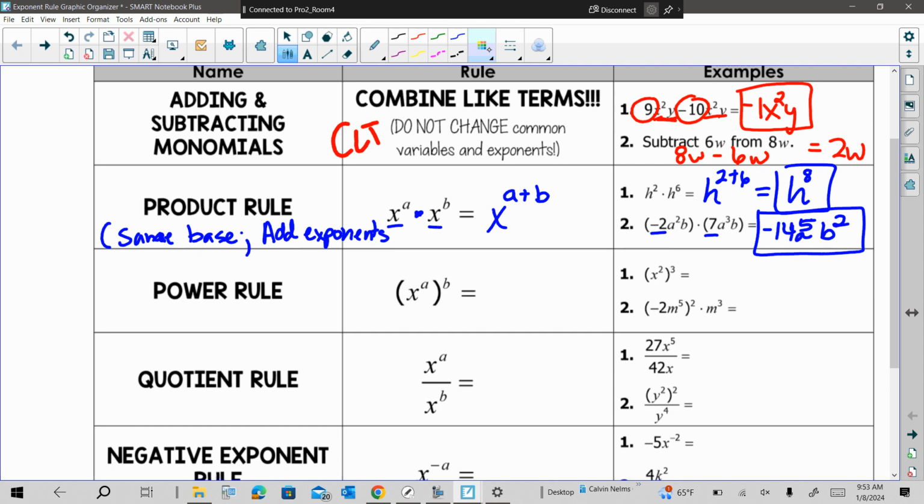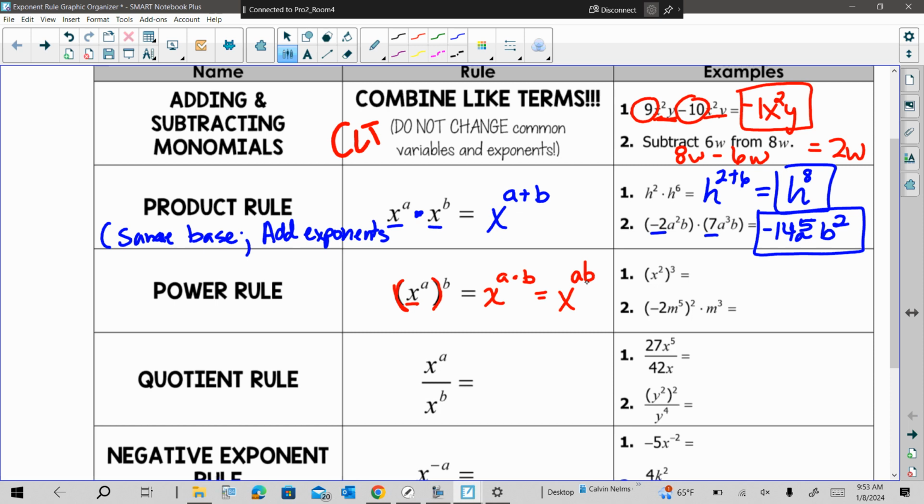For the power rule, this is when you're going to need to see parentheses. You're going to have a base, a variable, with an exponent raised to another exponent. So this exponent should be outside the parentheses here. Whenever you have a power to a power, you keep the same base, the x, and now you multiply the two exponents together. So this can also be simplified as x to the ab.